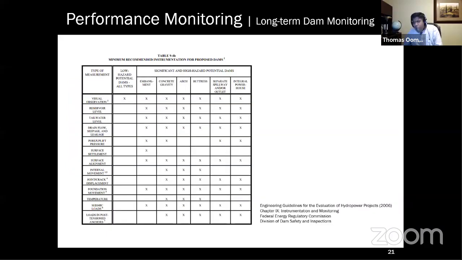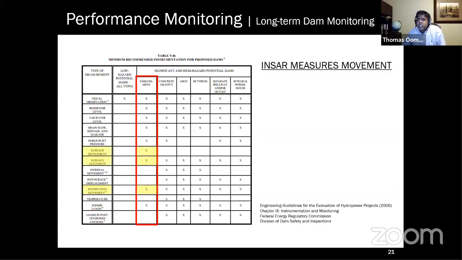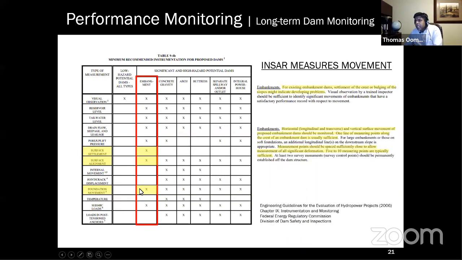Now, how does this help us in terms of monitoring dams? You can see this is the guideline for monitoring dams in the US by the Federal Energy Regulatory Commission for hydropower projects. They recommend for dams or embankments that surface settlement, surface alignment, and foundation movement have to be measured. And for existing dam embankments, settlement of the crest or bulging of the slope might indicate developing problems, and this needs to be monitored by visual observation or by a trained inspector.